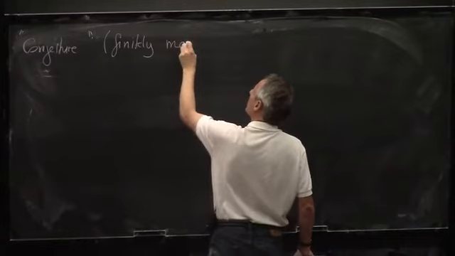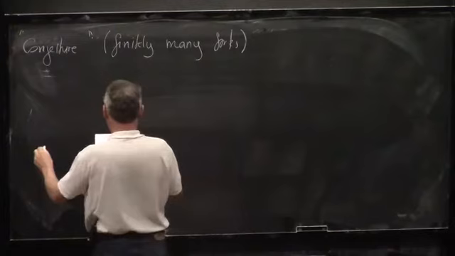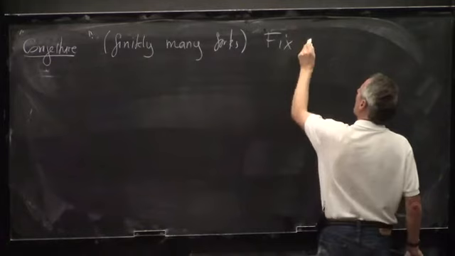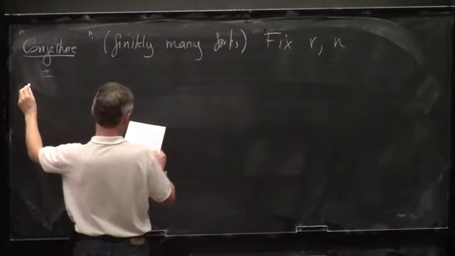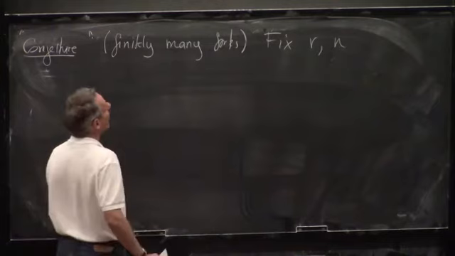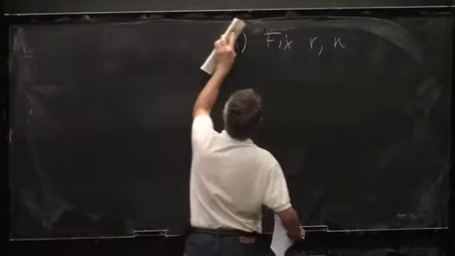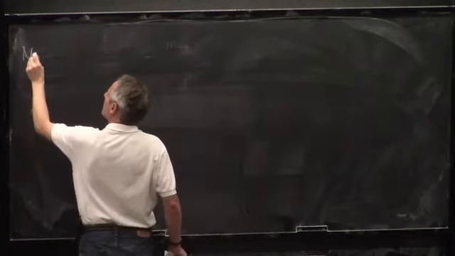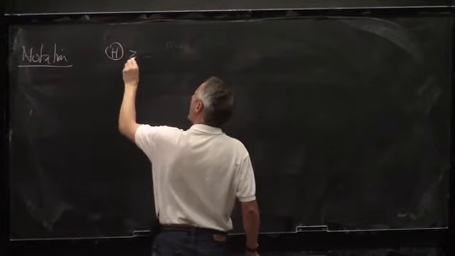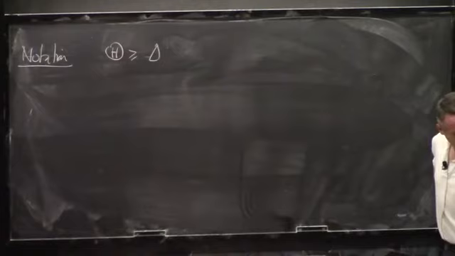Conjectures, there are finitely many faults. We'll see what I mean a little bit later. So, to be careful, let's just fix R and N. Again, N will be the dimension. I wanted to give you a little bit of notation, sorry. So just a small amount of notation. I'll be interested in a divisor, beta, greater than delta.